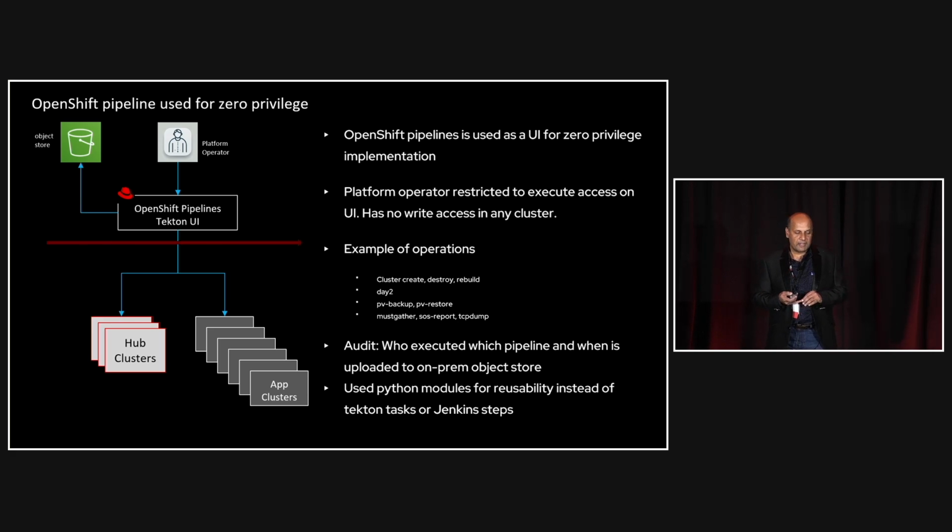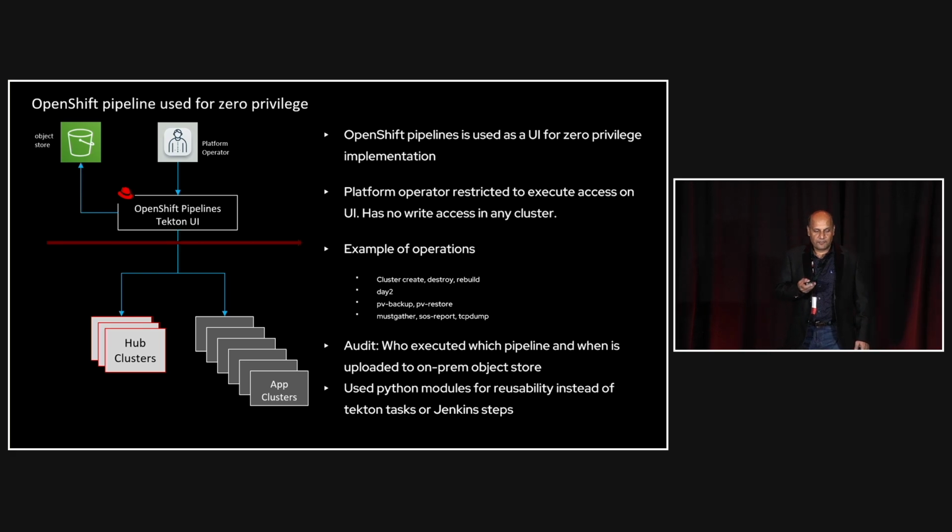So we were quickly able to put a UI where a cluster operator has access to only a user interface, not to the clusters. So we use OpenShift Pipelines. It was very easy for us to implement that. The pipeline just exposes a UI and the cluster operator can just choose from the menu what operation he needs to execute, and then clicks on the button, and the operation is performed on the cluster.